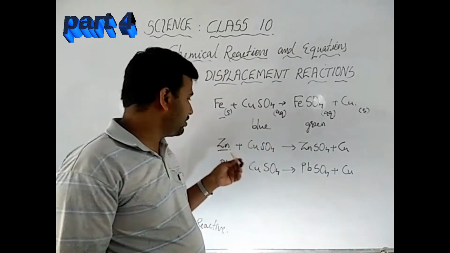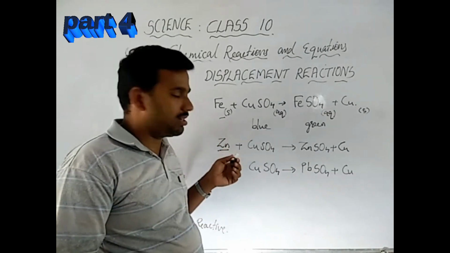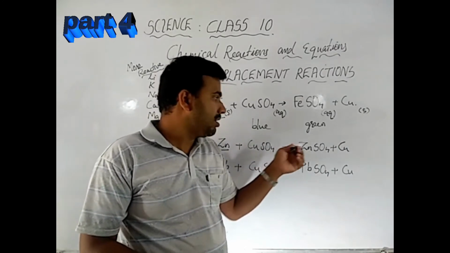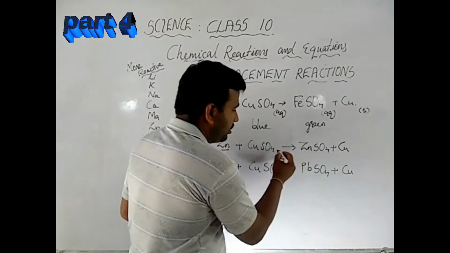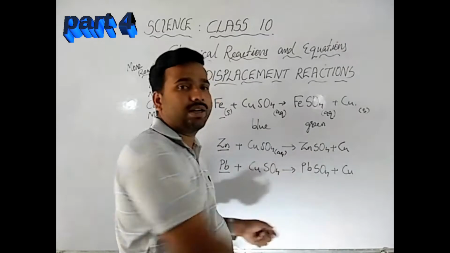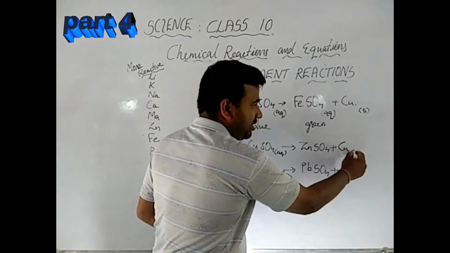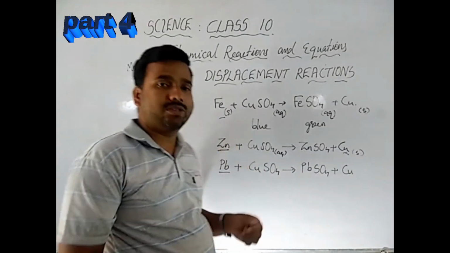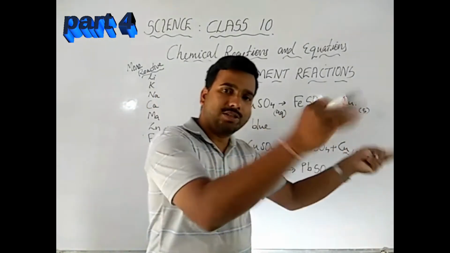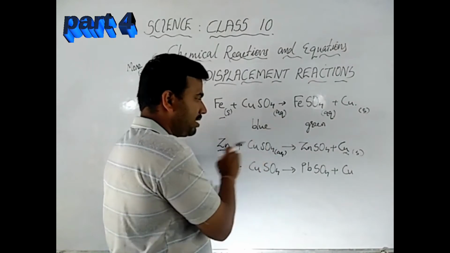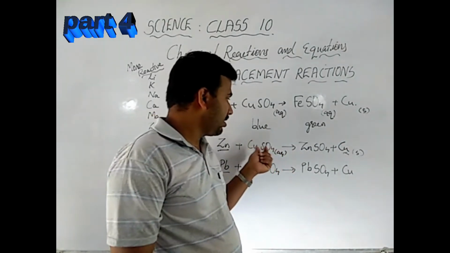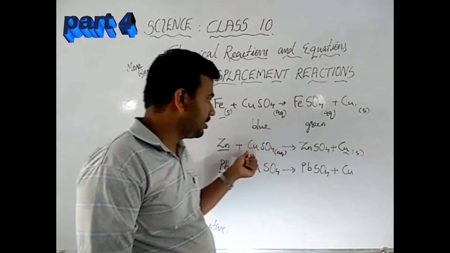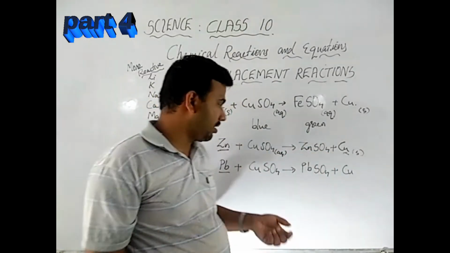Similarly, if you take zinc granules and place them in copper sulfate solution, what will happen? You will get zinc sulfate and copper. The copper will be displaced, as copper is less reactive than zinc. Copper will get displaced by zinc. As a result, instead of copper sulfate solution, you will get zinc sulfate solution, which is somewhat colorless.